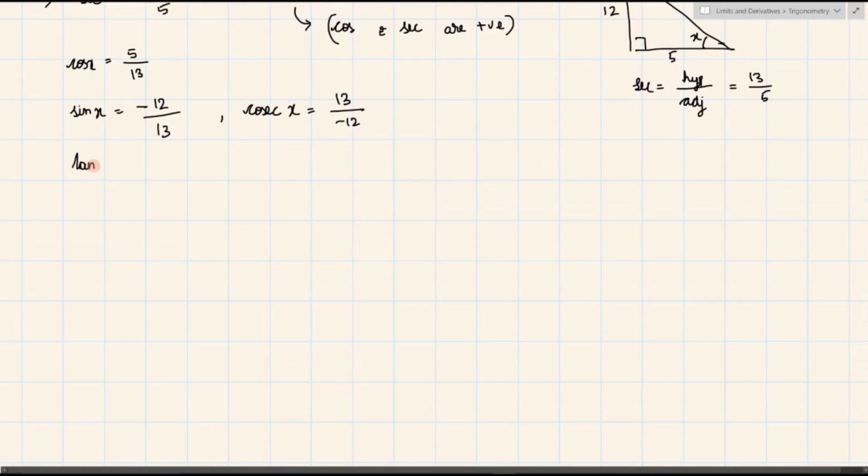So we also have tan x, which is nothing but opposite divided by adjacent, that is minus 12 by 5, because we are in the fourth quadrant, as well as cot x, that is nothing but the reciprocal of tan, that is minus 5 by 12.